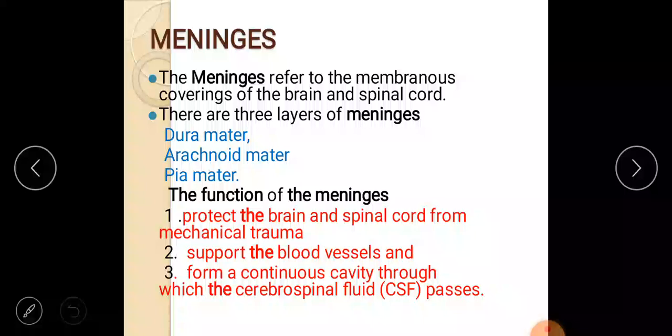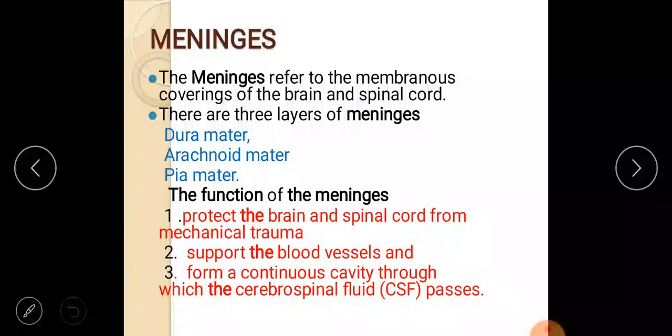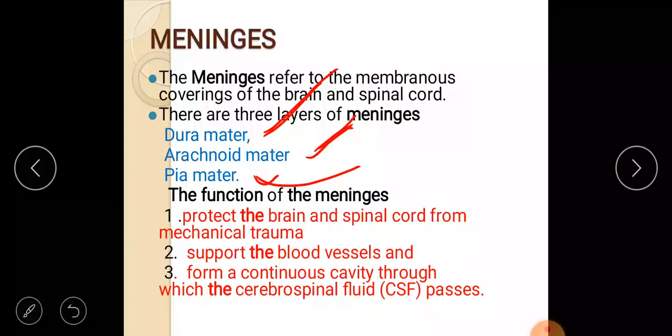Meninges. I used the term meninges in the previous slide. What are the meninges? These are the membranes covering the brain and the spinal cord. There are three meninges, especially in the brain. Number one is the dura mater, we use the word mater, M-A-T-E-R. Then the arachnoid mater, and then the pia mater. The dura is close to the skull, the cranium, the bony part. The arachnoid is the middle one, and the pia is the innermost layer of the brain. In between these layers, the CSF is present.